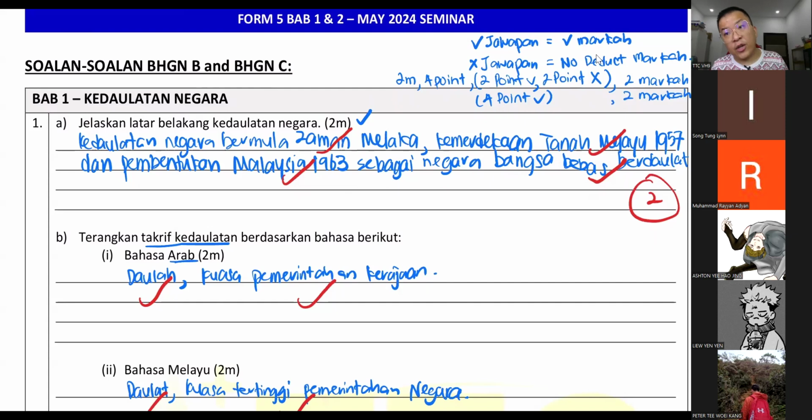Correct answer, you will get your marks. Wrong answer, no deduct of marks. Like for example, you write 2 correct answer, 2 wrong answer, you will still get 2 marks. Example, 2 marks, you write 2 point. 2 correct, 2 wrong, you get 2 marks. You write 4 points. 4 also correct, you also get 2 points.